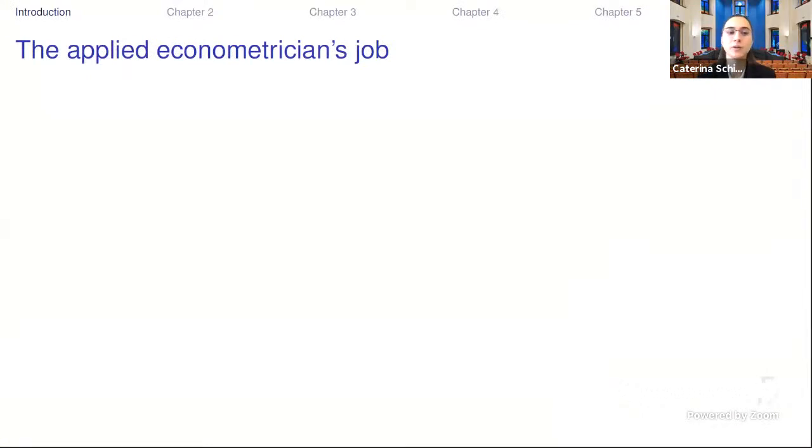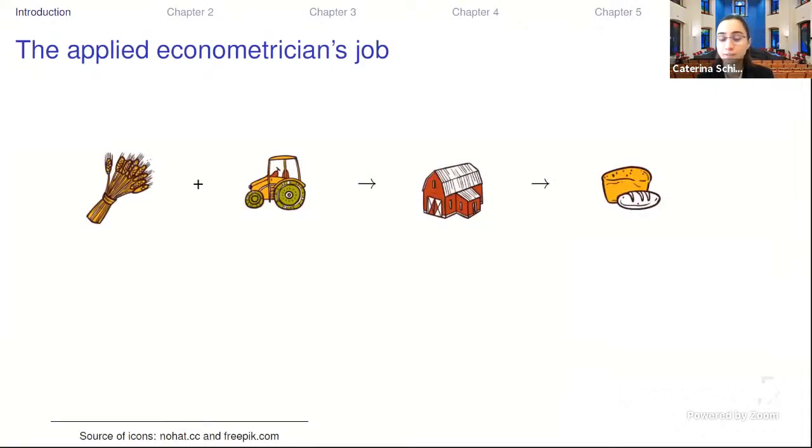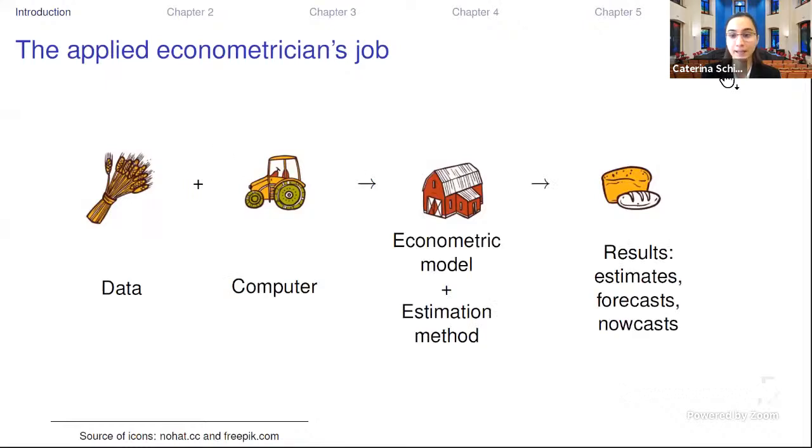I would like to start by explaining what it is that applied econometricians do for a living. I think I can easily do so by using as an analogy the job of collecting grain with tractors, and processing grain with flour mills in order to produce bread, which is the end result. Similarly, we collect data mainly with our computer. We process and analyze this data by means of econometric models and estimation methods for these models in order to produce our results, which in the case of my thesis are estimates, forecasts, and outcasts of variables of interest, like the unemployment or the level of air pollution of a country.